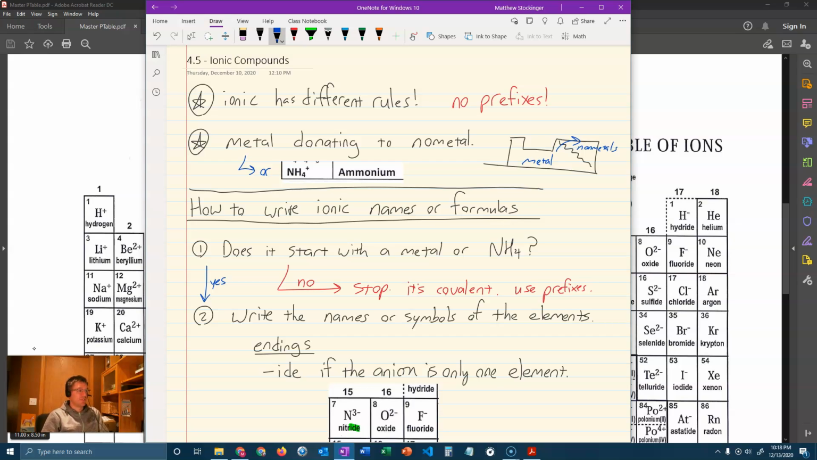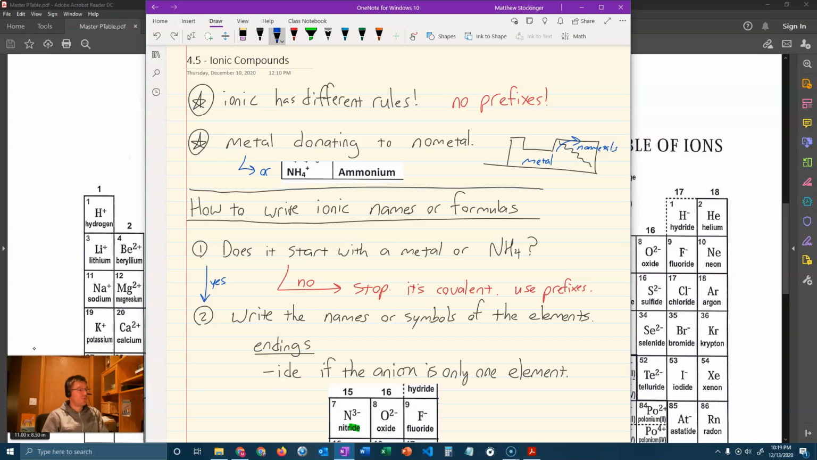compound. Now there is one thing you should note, which is that there is this clump of atoms, NH4, that will donate one electron to get a positive one charge, and that's called ammonium. Okay, that's an important exception. Nitrogen and hydrogen are nonmetals, but when you put them together as NH4, they pretend to be a metal.